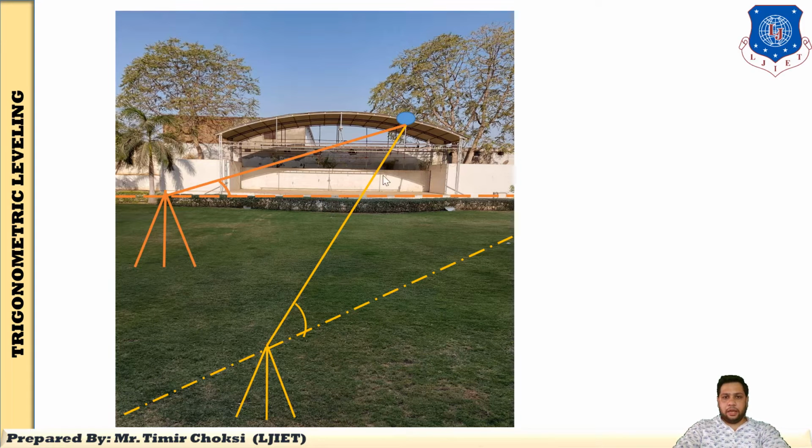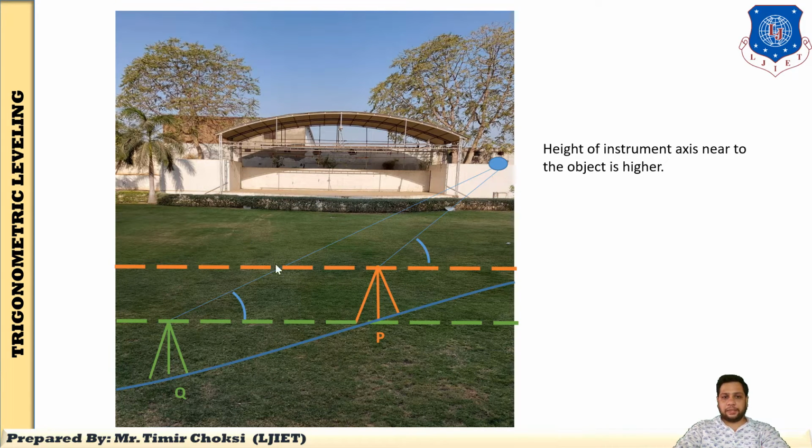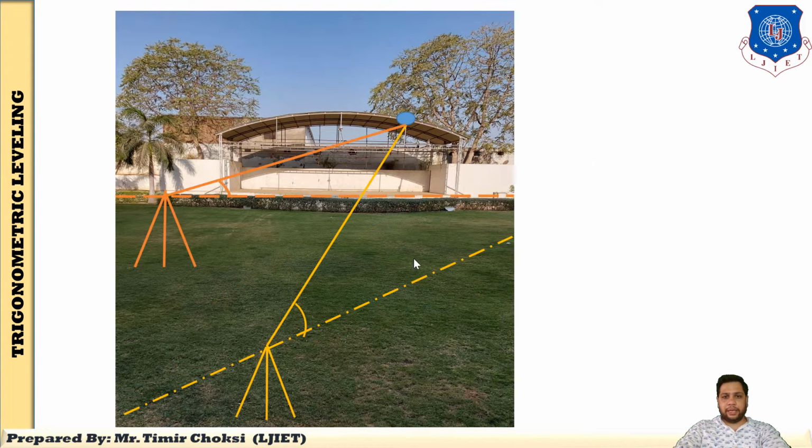Here clearly seen, this is our object. The base of the object is not accessible, because our case name is when the base of the object is not accessible. So two instruments are used for finding the RL of this object. But in the previous case, both instrument axes were at the same level. But here clearly seen, one instrument axis and the second instrument axis are not in the same vertical plane. This is the difference.